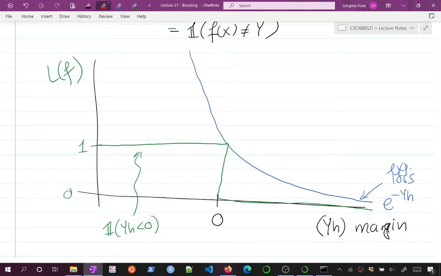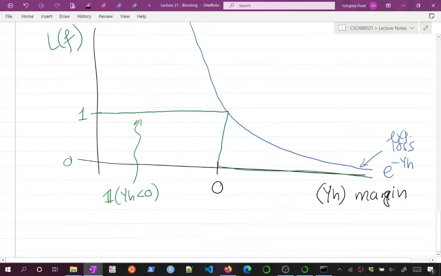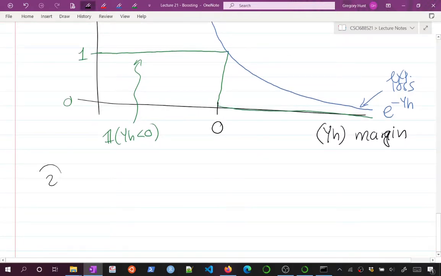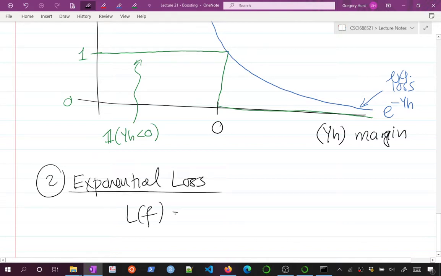The last thing I'll note is that you could also look at, so let me just write that down as a second important loss, which is called the exponential loss. And that has the formula exponent of negative y times h of x. And h will be kind of implicitly defined by your classifier.